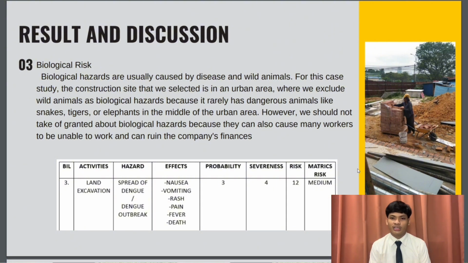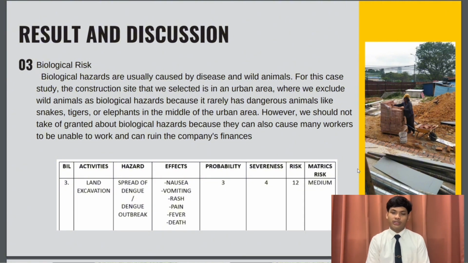For the case study, the construction site we select is in an urban area. We will exclude wild animals as a biological hazard because it rarely has dangerous animals like tigers or snakes in the middle of an urban area. However, we should not be taken off guard about biological hazards because they can also cause many workers to be unable to work and can ruin the company's finances.